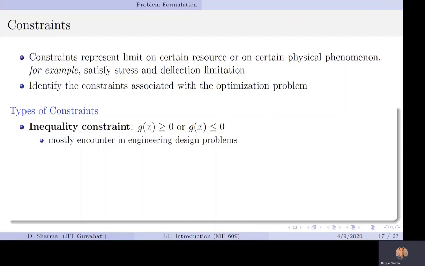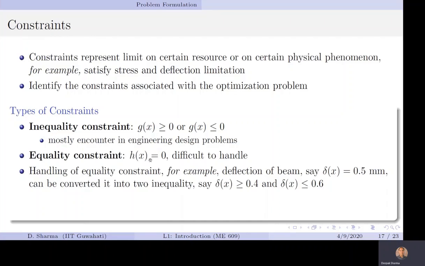There are different types of constraints which you can find. The first type is called an inequality constraint, which is Gj of x greater than or smaller than 0. Most engineering design problems involve inequality constraints. However, there can be an equality constraint as well, and it is important to note that these constraints are difficult to handle.